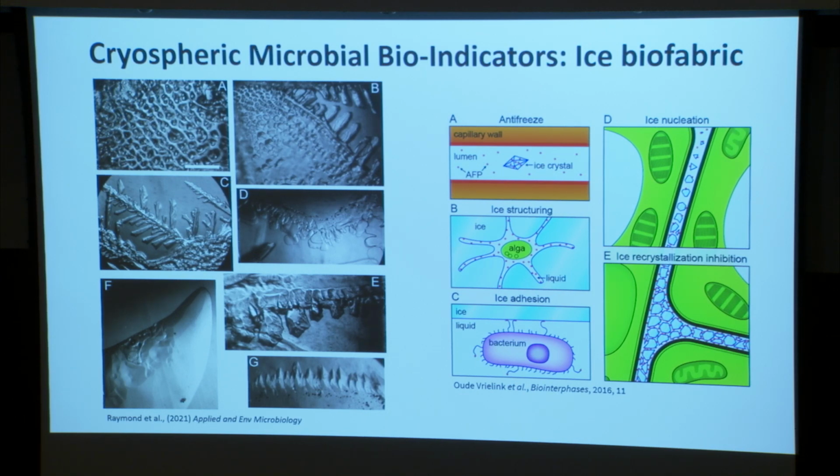Some of them are antifreeze proteins. Some actually change the structure around them and put a thin film around the cell itself. Some allow them to attach to an ice surface. Some nucleate the ice and change that structure. So lots of different strategies. But at what level can we actually start to discern these, right?